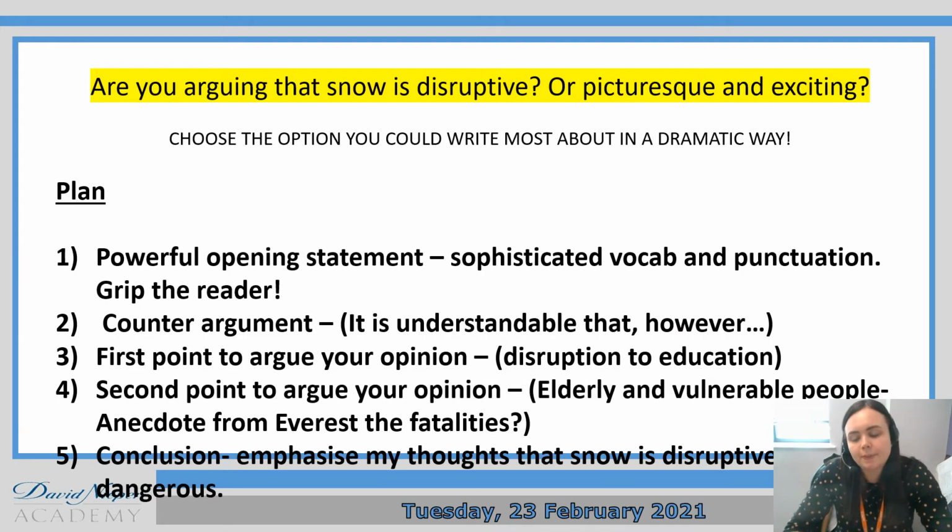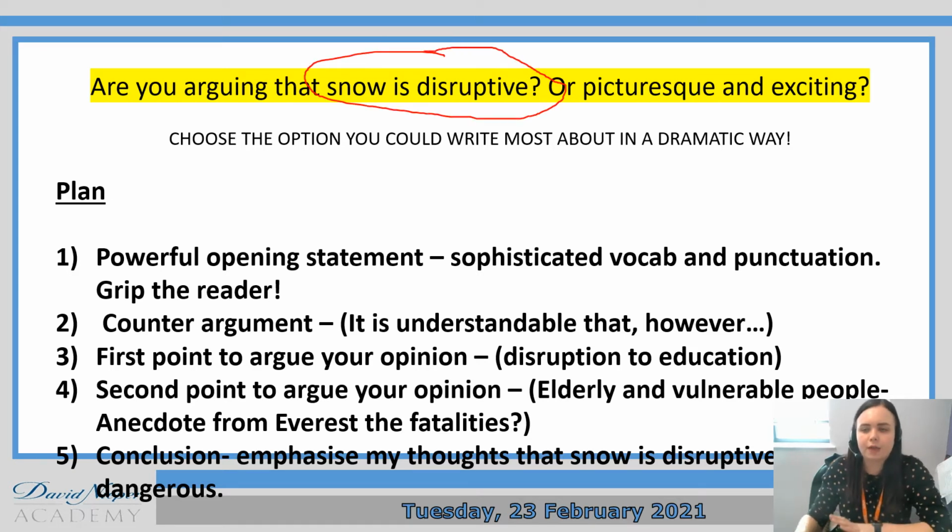So we're just going to spend today's lesson having a look at an example together that I've put together, okay? Just so you can understand exactly how we should structure something like this, okay? So my example is going to have a look at this idea that snow is disruptive, okay? So I'm not going for the idea that it's picturesque and exciting, I'm going for the disruption. And then this is how I'm going to structure it.